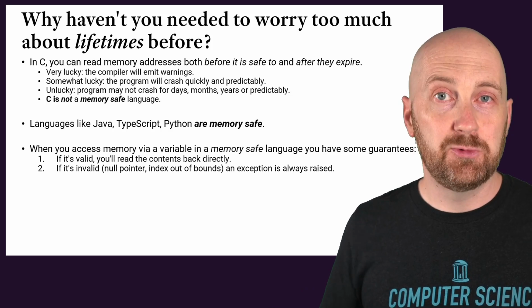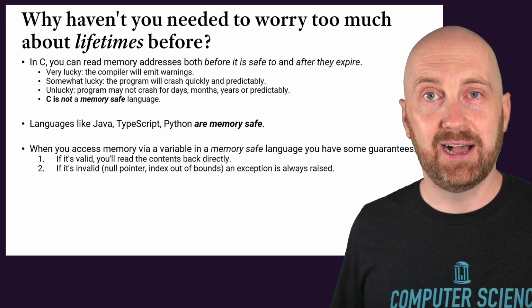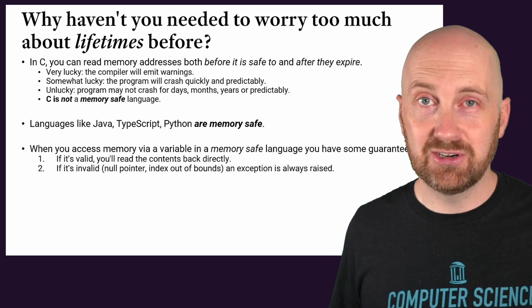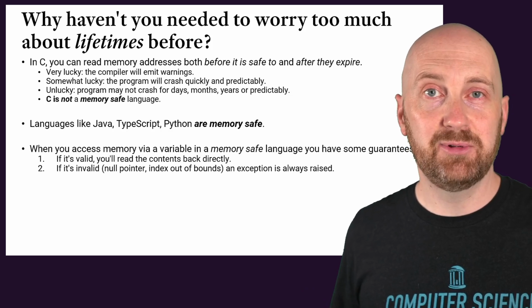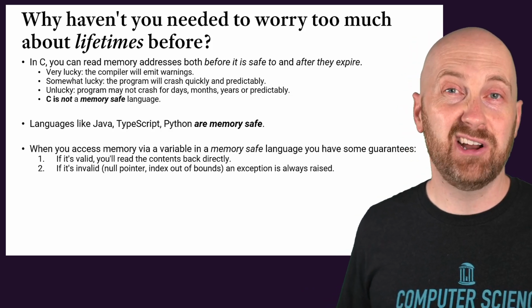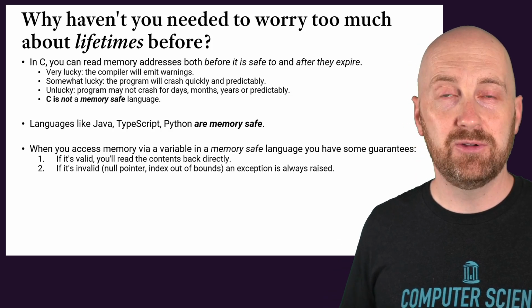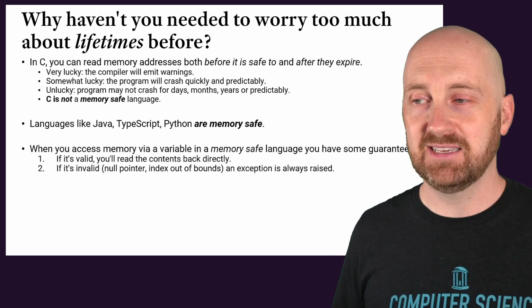If you're able to read it and it's valid, you're going to get back a valid value. It may be 0. You may not have initialized some variable, but you'll get back 0, and that's okay. You're not seeing some junk value. It's predictable and it's safe to access that.